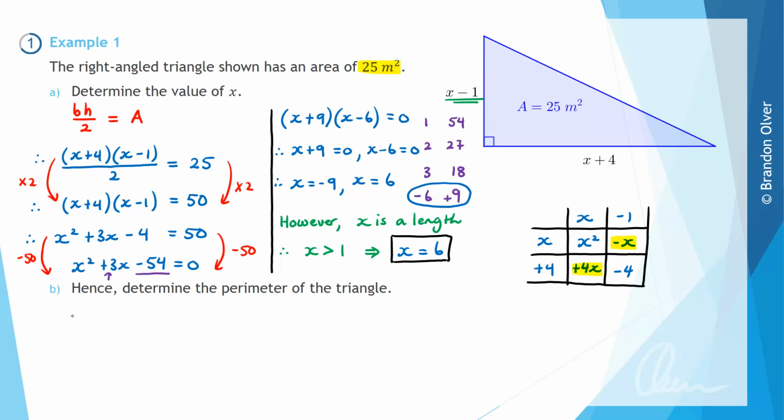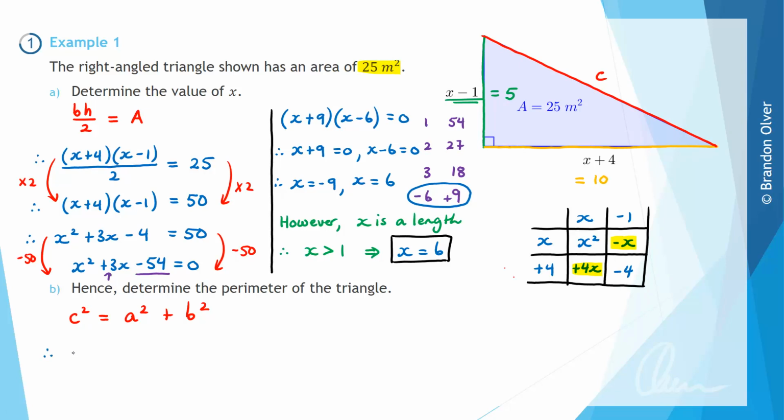So we know that c squared, the hypotenuse, is equal to a squared plus b squared, where this length of x subtract 1 is now going to equal 6 subtract 1 equals 5. And the x plus 4, if I just trace that out in orange, is going to equal 6 plus 4 is 10. So the hypotenuse, if I put that in red, is c for this formula.